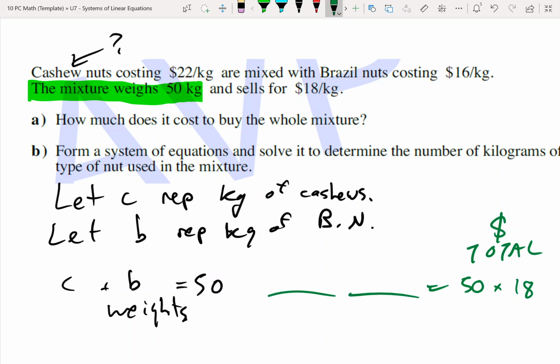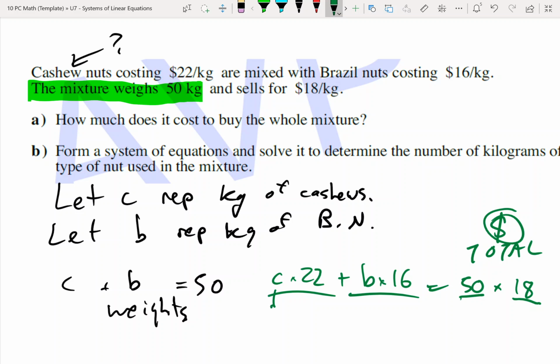Now I need to figure out what I'm putting together. I'm obviously adding these two nuts together in order to get that. So I'm going to add a bunch of cashews and a bunch of Brazil nuts. Now this is money, because amount times money gives us money. This is just weight. So I need to multiply it by the value. The value here is 22, because that's what it told us in the question. And the value here is 16. So now we actually have our fully completed equation.